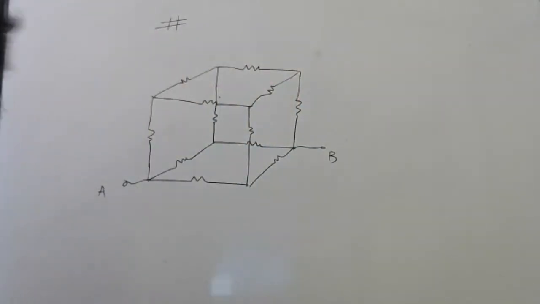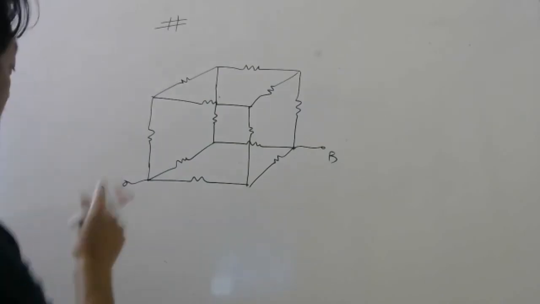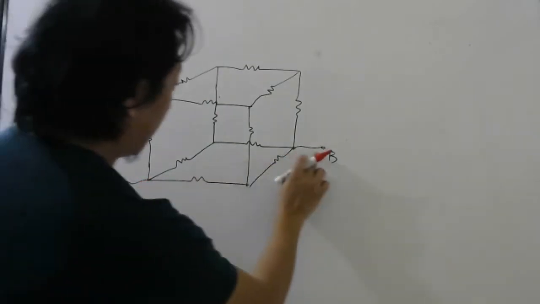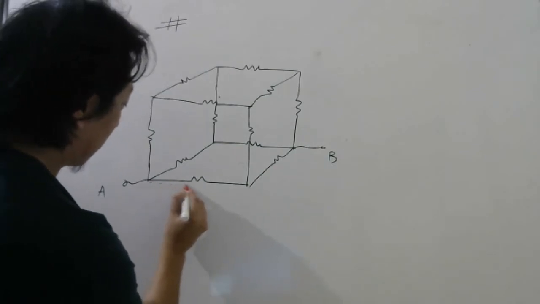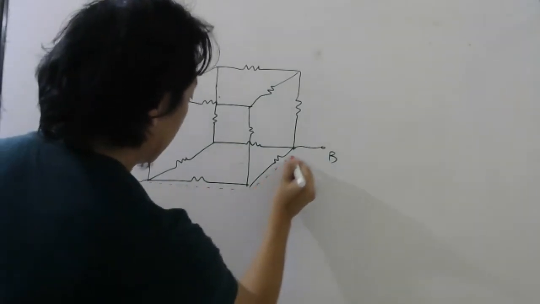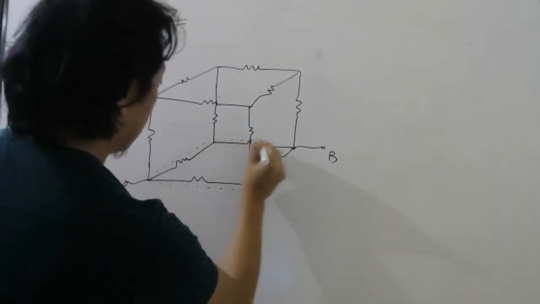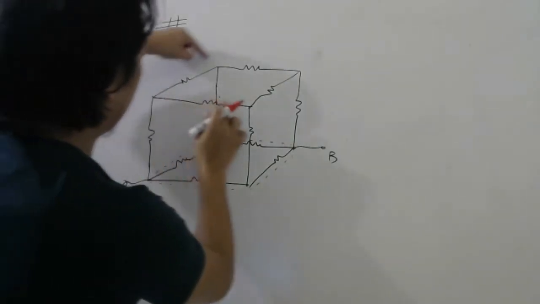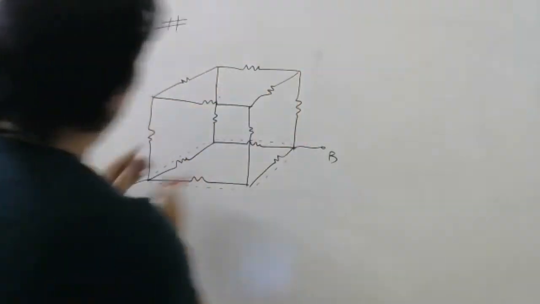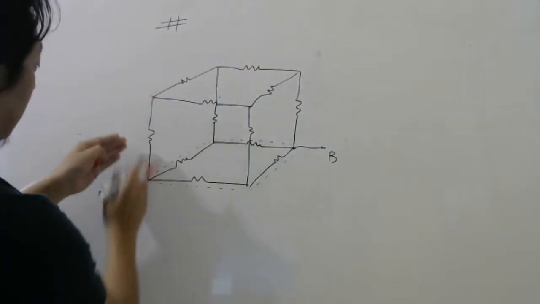Now look here. For the current to go from here to here, it has got one path, like this. One path is like this. One path is like this. And another path could be like this. Then it can again divide here, here, and then come here. So this is another path.